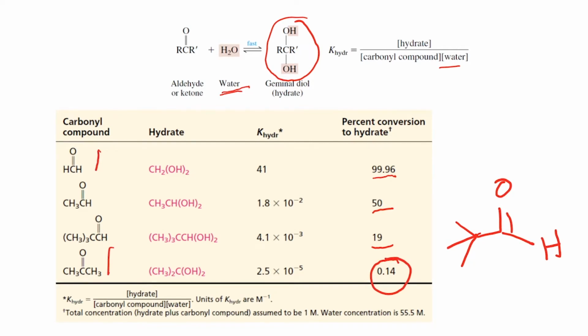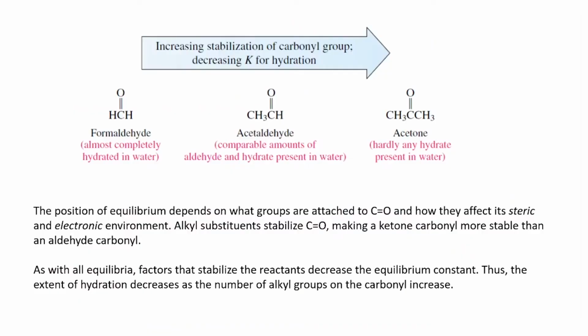One of the ways in which we want to understand this is that it's an equilibrium between the carbonyl and the hydrate, and so the position of the equilibrium depends on what groups are attached to the C double bond, which is obvious in the case of formaldehyde, acetaldehyde, and acetone. Formaldehyde, as we found out, basically doesn't have any aldehyde in solution in water, whereas acetone hardly has any hydrate present in water.